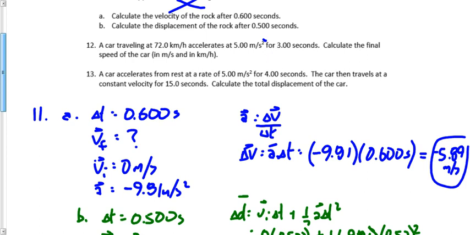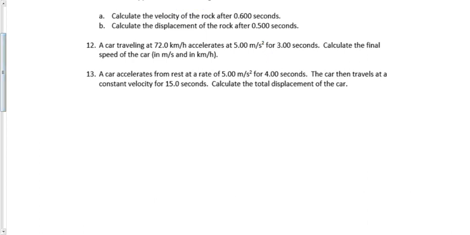But the word then is important. It accelerates, and then it goes at a constant velocity. Not at the same time, right? It's accelerating, and then it's going at a constant velocity. So let's just really quickly refresh your memory on the kilometers per hour thing, and then we'll give you a couple minutes to do these last two questions here on this worksheet.